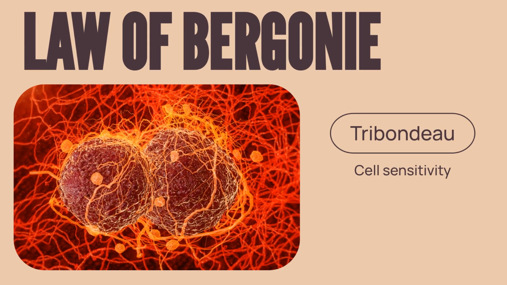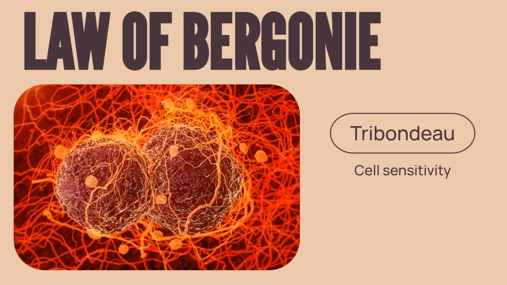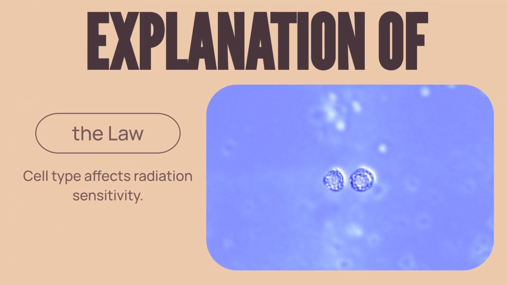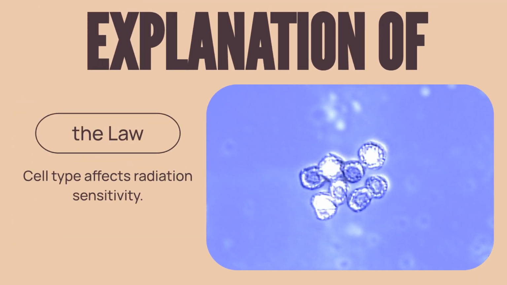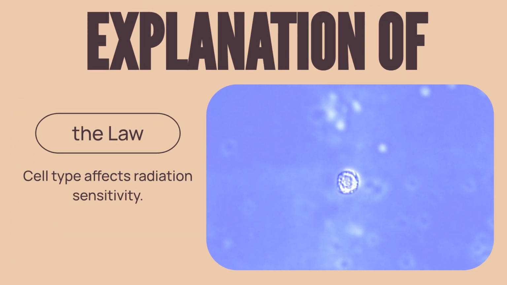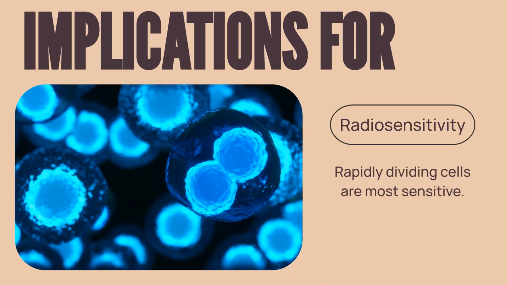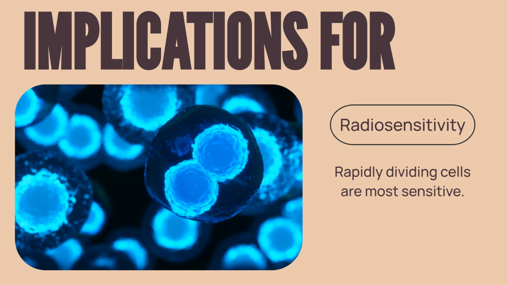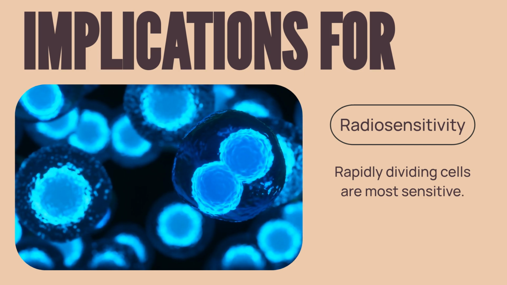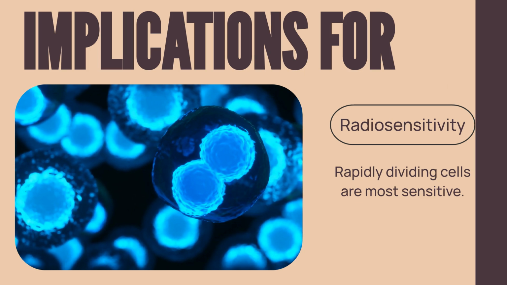First, let's look at the law of Bergoni and Tribundo, a cornerstone of radiobiology. This law states that the radiosensitivity of cells is directly proportional to their reproductive activity and inversely proportional to their degree of differentiation. This means that rapidly dividing cells, like those in the bone marrow or gonads, are much more sensitive to radiation than mature, differentiated cells.